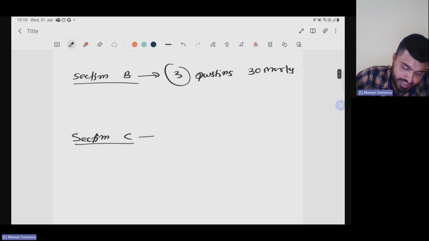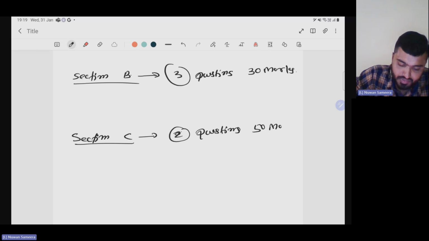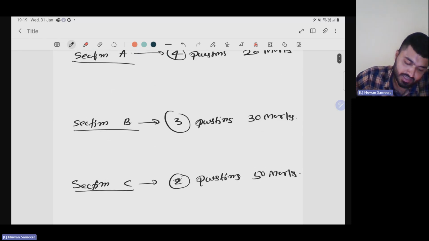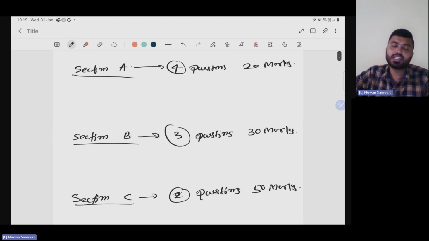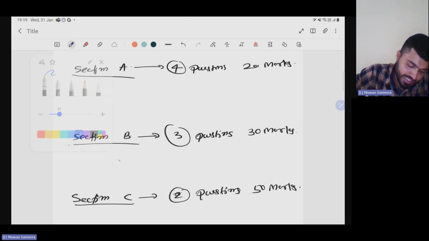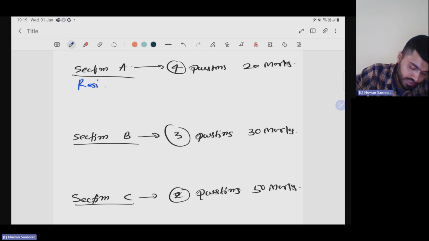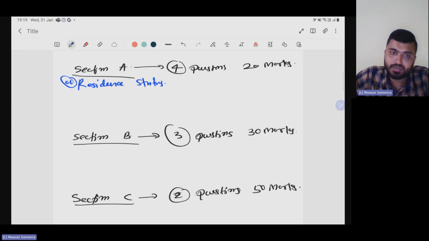Section C, as you know, has only 2 questions and 50 marks. Now, what are the testable areas in section A? Section A, guys, the residence status: calculation and determination of the residence status of an individual and a company. Definitely this question will be there as question number 1.